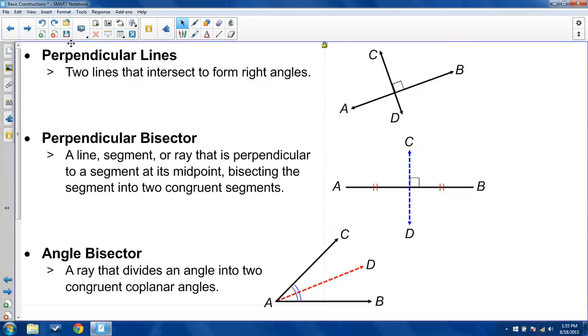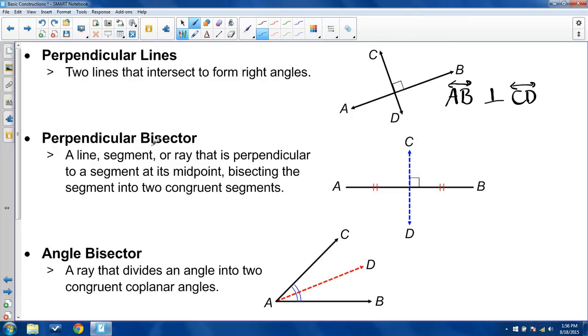Okay, before we move on to the final two, I need to give you some definitions here. Perpendicular lines are two lines that intersect to form right angles. So if you look at these two here, I have line AB intersecting with line CD. And what we're going to say here is that line AB is perpendicular to, here's the symbol, it looks like the perpendicular shape, line CD. Okay, so that's what that means.